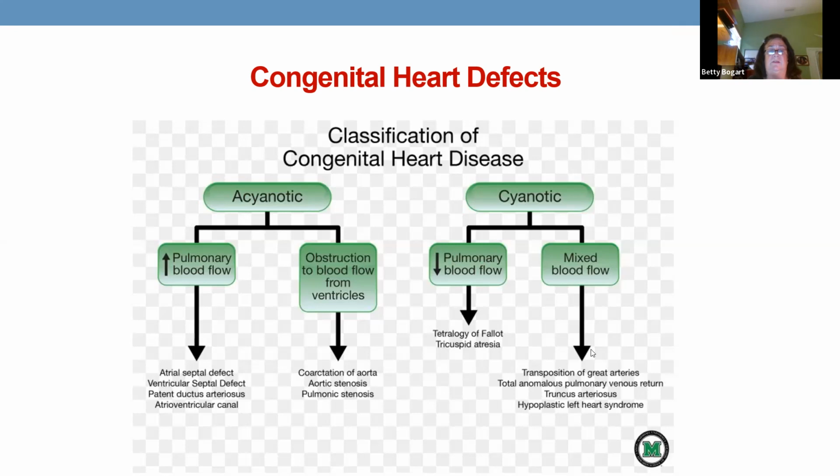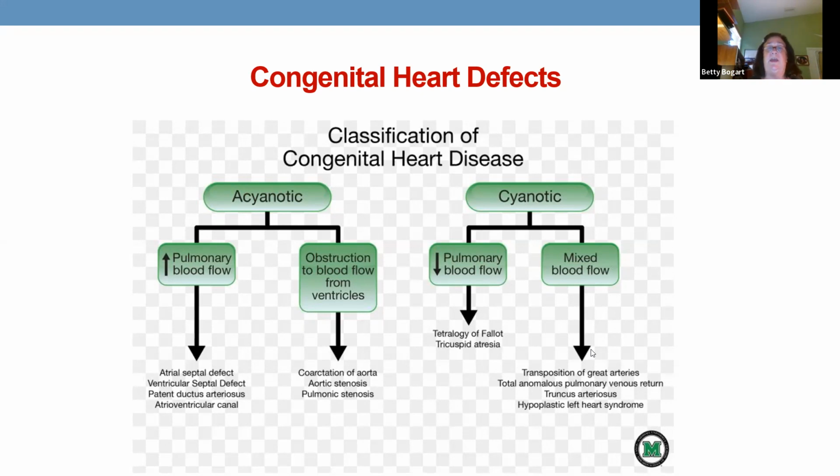Also, patent ductus arteriosus. It's fetal circulation. Fetal circulation connects the pulmonary artery to the aorta. So you have the aorta pumping blood up through the aorta, that left ventricle just really pumping it, and the pressure's high and it goes up into the lungs. Increased pulmonary blood flow.